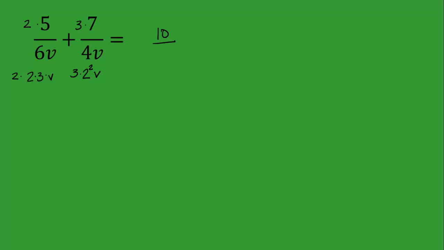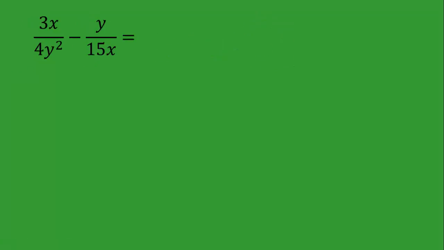Now the two prime factorizations are the same, so we can go ahead and finish the problem. It turns into 10 over 12v plus 21 over 12v. Now we can add our numerators. Since these are like terms, we can add them together. Now, can we reduce? Well, 31 is a prime number, so we can't take any factors out of the top and bottom. We are done.